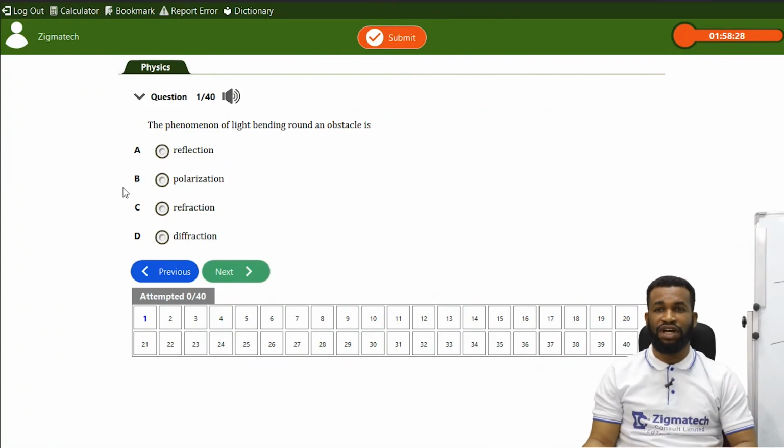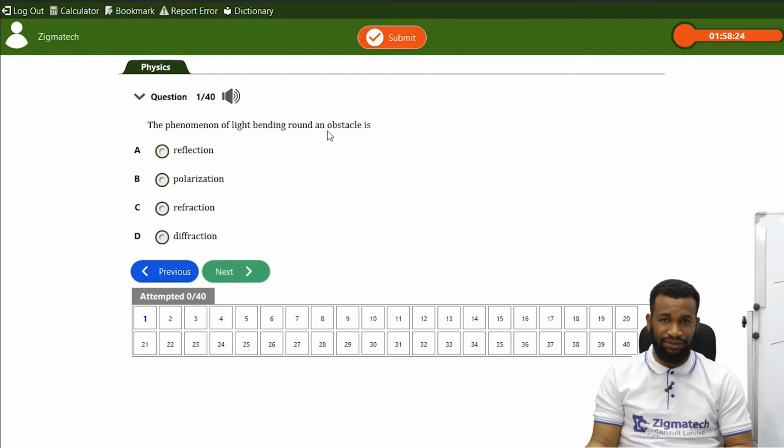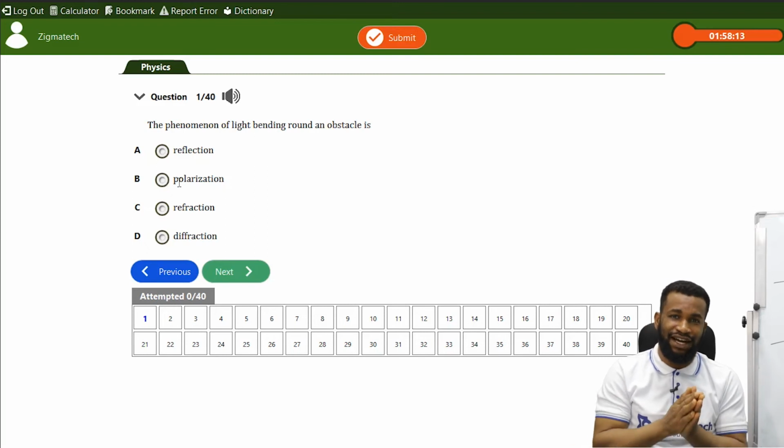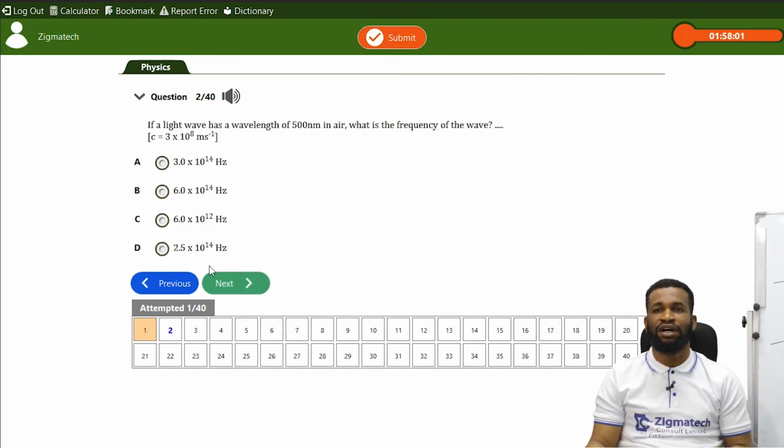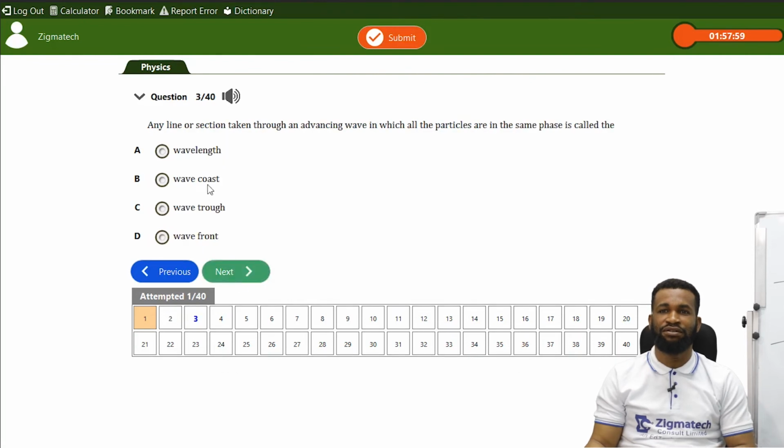So the first question we have here is that the phenomenon of light bending around an obstacle is reflection? It cannot be, because reflection is throwing off of light incident on a reflecting surface. Polarization is restricting a light to move in a confined direction. Refraction is changing the speed of light as it passes from one medium to the other. Diffraction is actually the right option. We are not doing calculation for now.